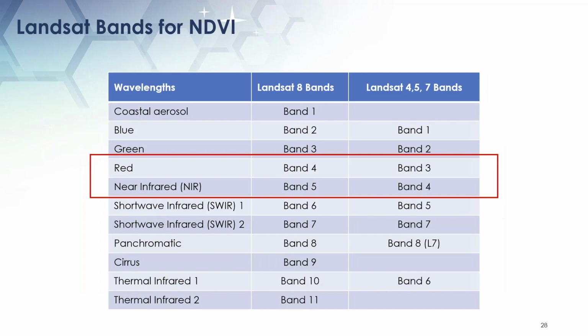This table summarizes the differences in the band numbers between Landsat 8 and the other Landsat sensors, 4, 5, and 7. So the red and near infrared bands, which are the ones that we will use for NDVI, are bands 4 and 5 for Landsat 8 and bands 3 and 4 for Landsat 4, 5, and 7. It's important to know these when we conduct the exercise, but we'll review which bands those are when we do that.